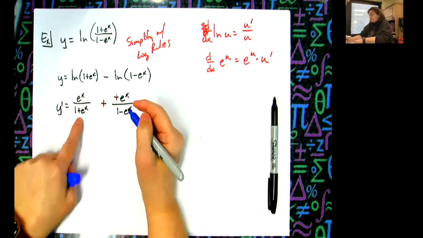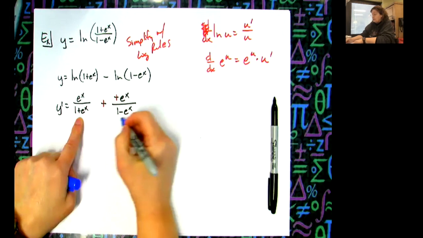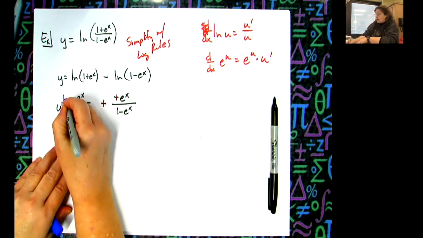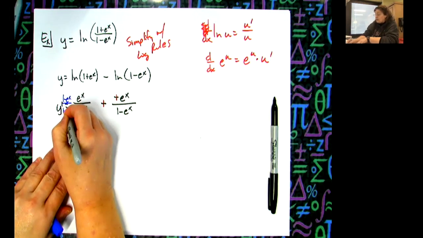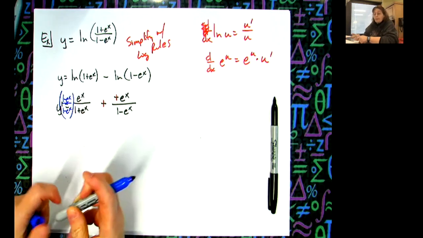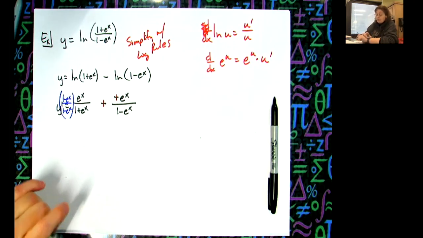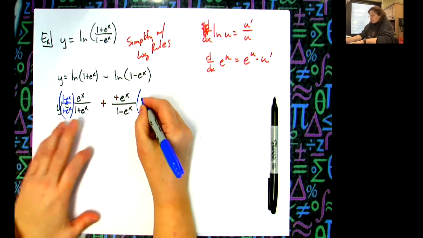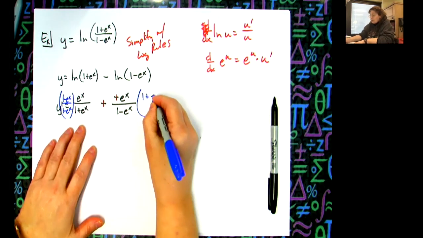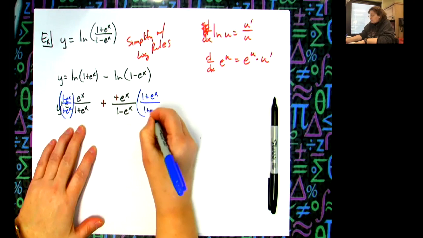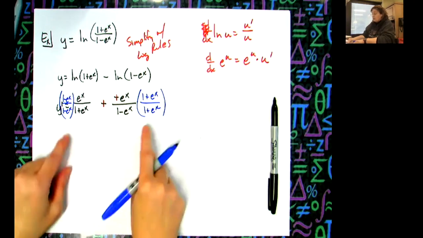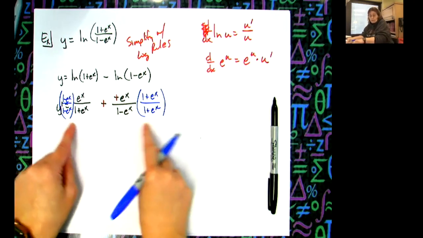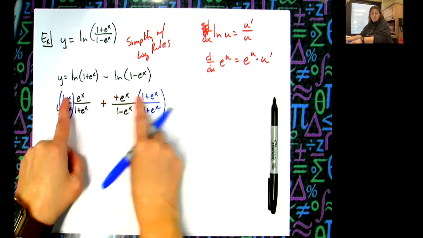So this fraction has to be multiplied by what? This denominator. So (1 minus e to the x) over (1 minus e to the x), and you almost can't see it. And then this one, multiplying by this denominator, (1 plus e to the x) over (1 plus e to the x). Okay, so I'm going to write it once over the denominator and just work on those numerators.